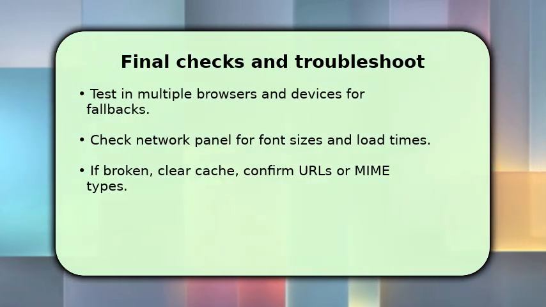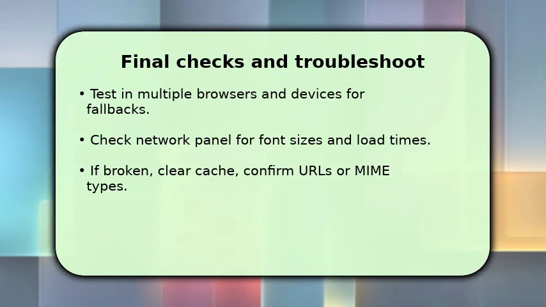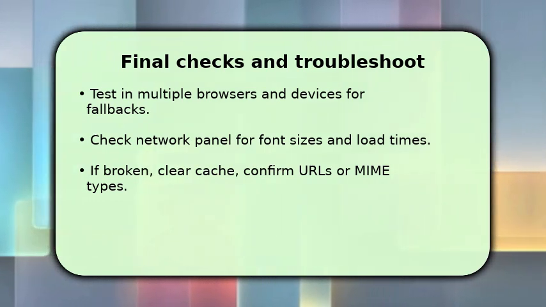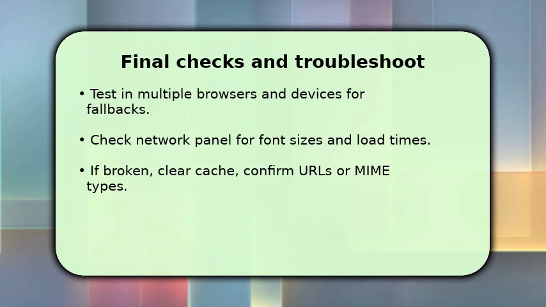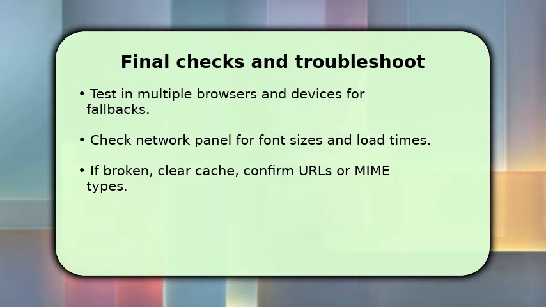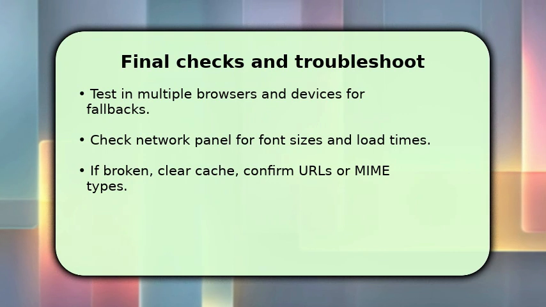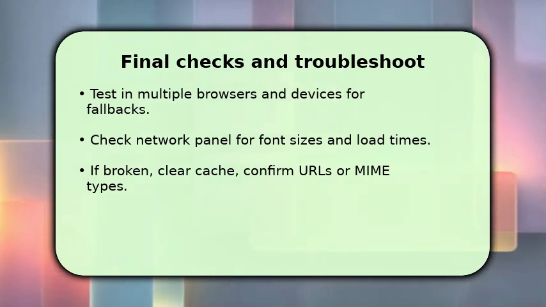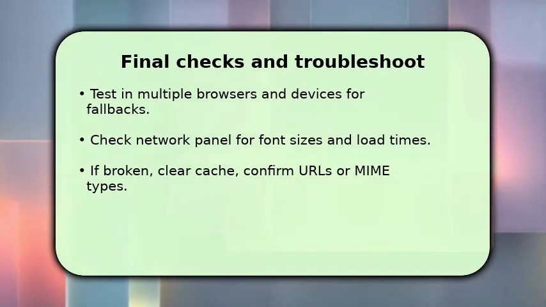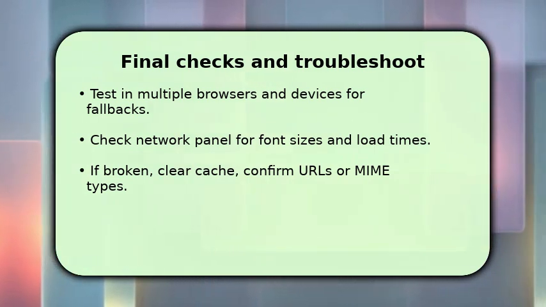Test in several browsers and network speeds. Inspect the network panel to confirm only selected weights load and that preload helped. If fonts don't appear, make sure caches are cleared, URLs are correct, and your server serves proper MIME types. If self-hosted, validate cores and file paths. Once resolved, lock your selection and document which family.